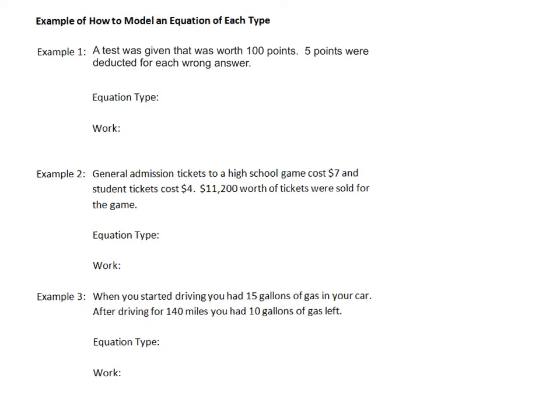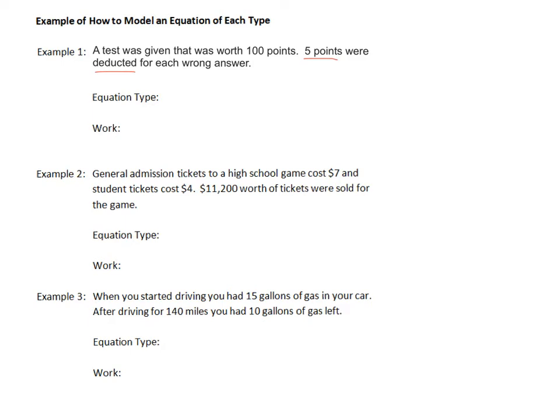All right, so example 1 says, a test was given that was worth 100 points. 5 points were deducted for each wrong answer. Now, if you think for a minute of what key information you are given in this problem, you'll notice that we have 5 points deducted for each wrong answer. All right, well, that sounds an awful lot like a number being added or subtracted over and over. That's like a rate of change. And the example in your chart that uses rate of change is slope-intercept.